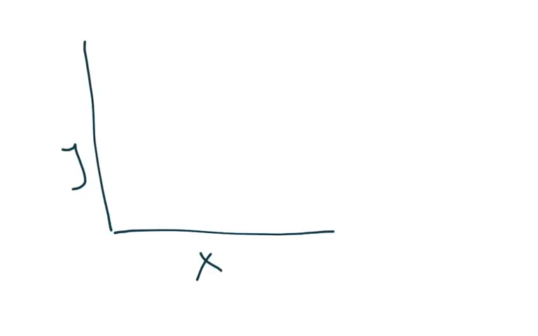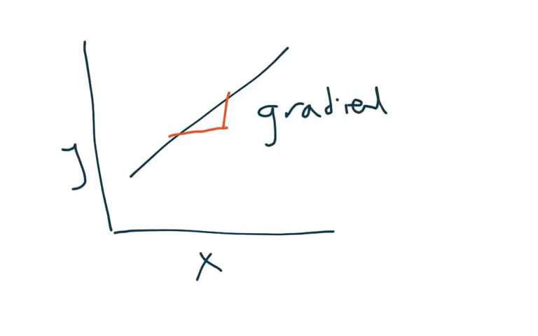Now, you might be asked to measure the slope or the gradient of a straight line. The gradient or slope of a straight line should be equal to delta y over delta x, or change in y over change in x.